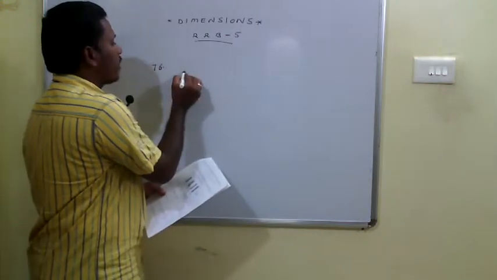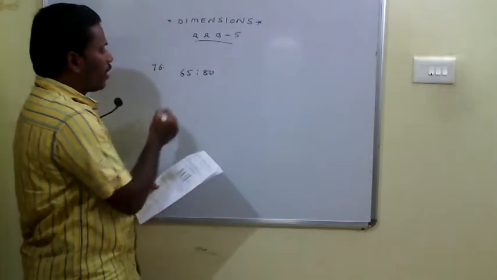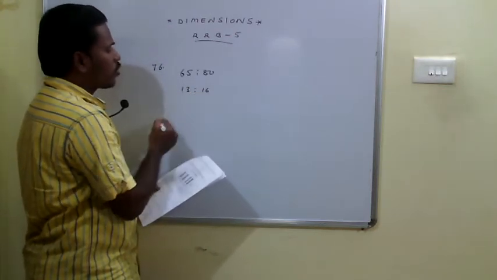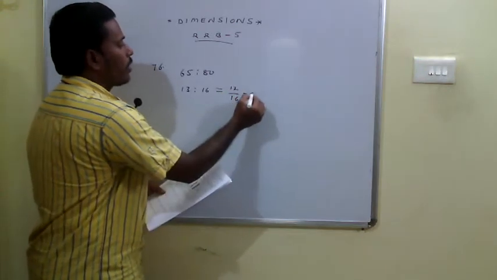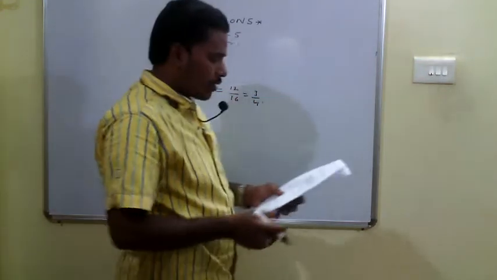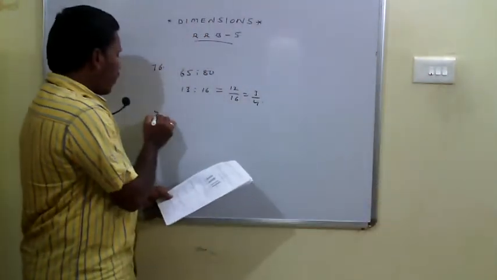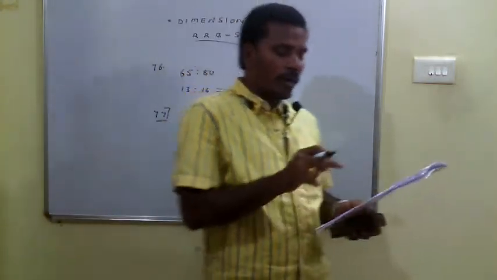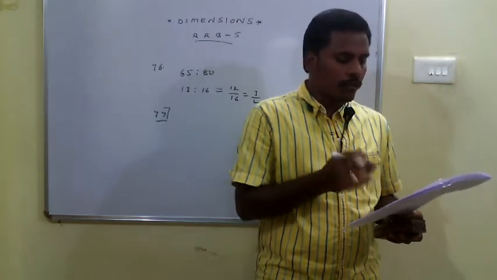6.5 and 8 is nothing but 65 is to 80. If we divide by 5, 13 is to 16. Okay, since it is 13 is to 16, approximately we will consider it as 12 by 16. 12 by 16 means 3 by 4. And your answer is 3 by 4. Okay, that ends the problem. Then coming to 77th problem. Since the 76th problem said nearest to, we are considering 3 is to 4. If it did not say nearest to, then we would move with none of these.